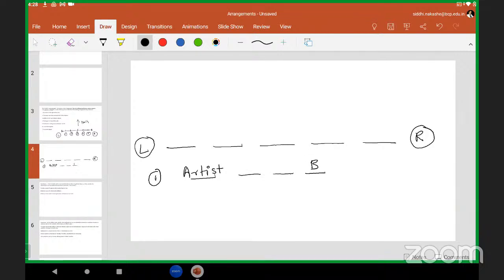Here it will be B. So looking at the condition, this condition is taking four places. So either artist can be at the first place, second, third, fourth, fifth. So artist can be at the first place or at the second place. So there are only two options, because it can't be on the third place because we don't have a sixth position, right. Okay.